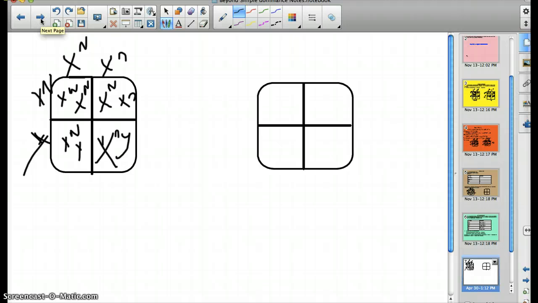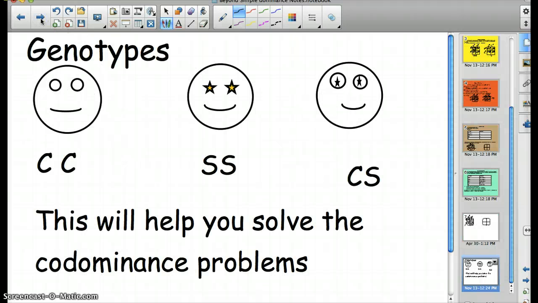Now, the last thing I want to show you is, when you're doing your work for class, this is the genotypes for the codominance problems, and that will help you when you're doing those, okay? So just remember those genotypes. So if you want to pause it and look at that when you're solving these, okay?